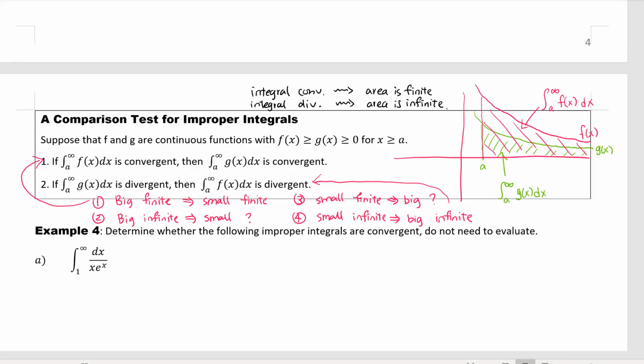So when you think about the comparison test, you think about big guy and small guy. Which one is the big guy? Which one is the small guy?